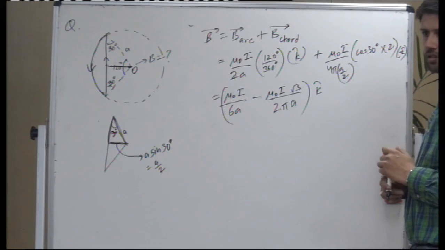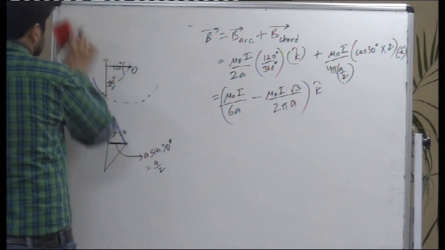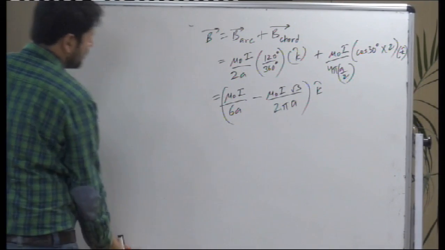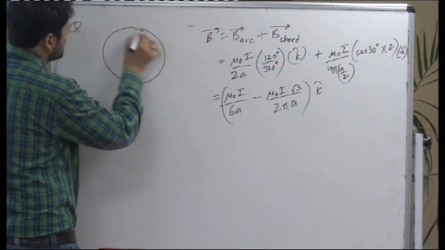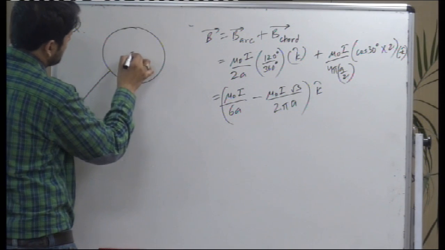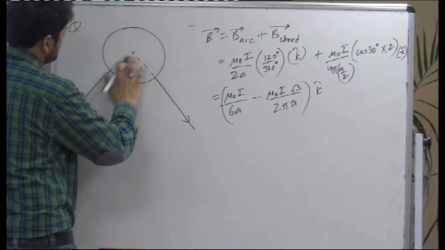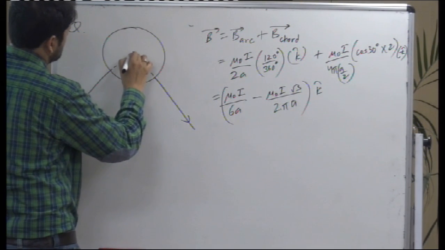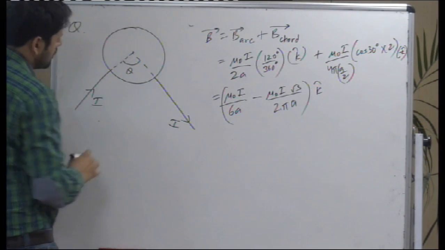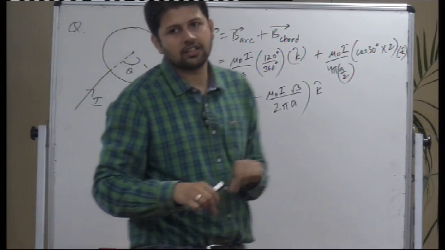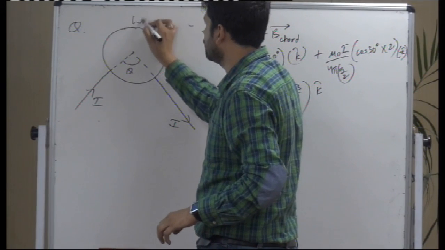Shall I start with the next one? Is it okay? I'll erase the diagram so that those who are writing the solution don't get affected. Now, in this arrangement, what is happening? A wire, this is angle theta. This is a current carrying loop, a wire loop actually.